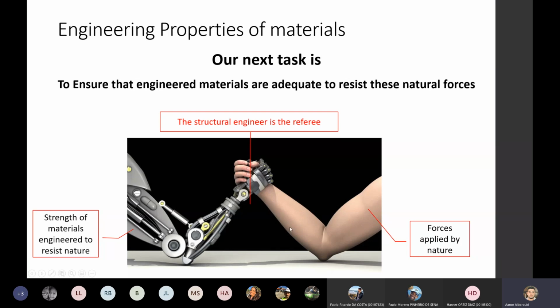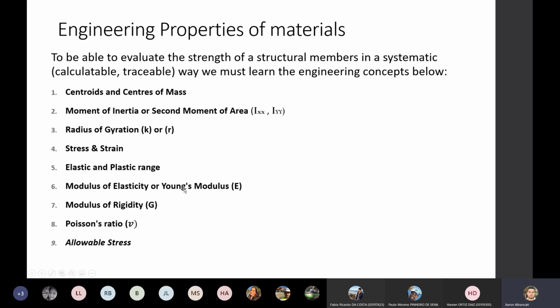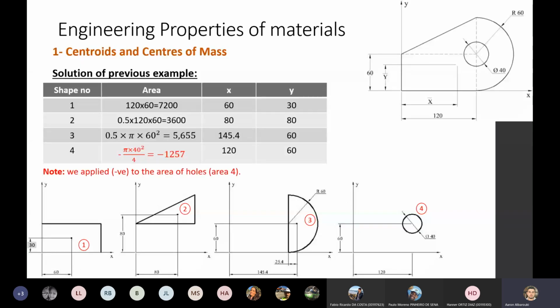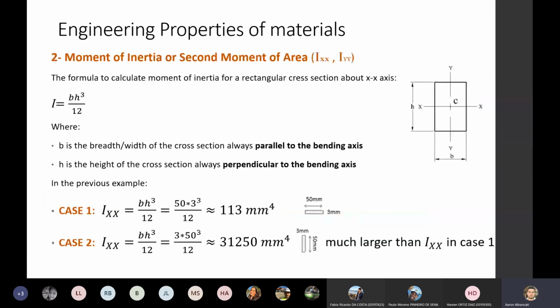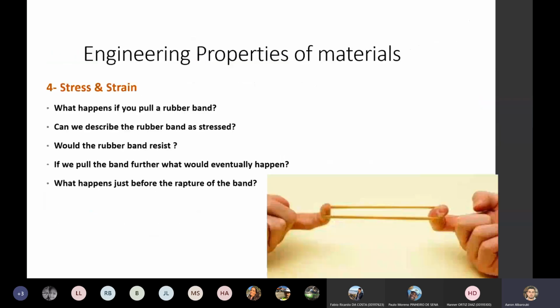Nature will apply these forces, the wind, gravity, all of those, and you have to design the material to be stronger than the nature forces. So just looking at lots of these values, that's where we go through the centroid, the moment of inertia. That's not the part I need to look into.